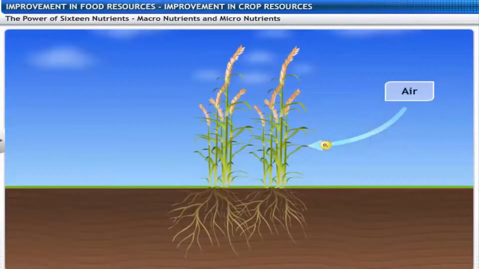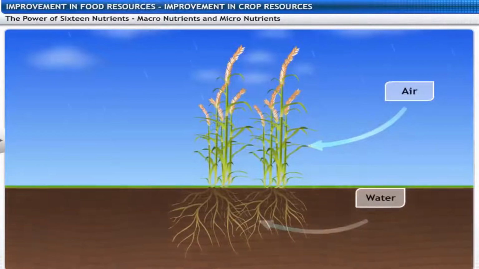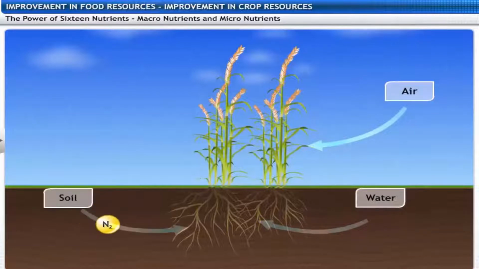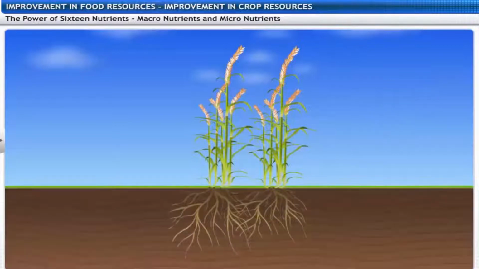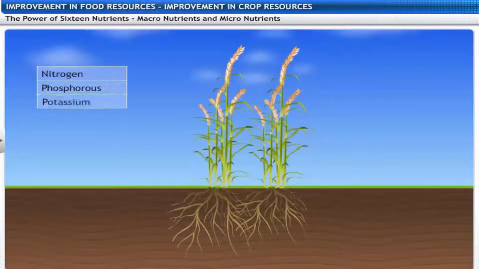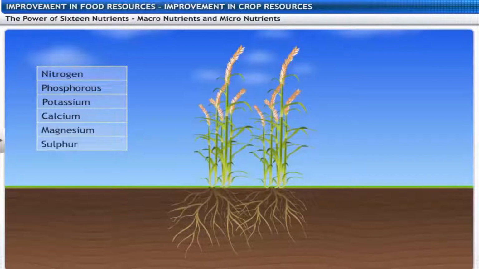Air supplies carbon and oxygen. Water supplies hydrogen and oxygen. Soil supplies the rest of the 13 nutrients to the plants. Among these 13 nutrients, 6 nutrients such as nitrogen, phosphorus, potassium, calcium, magnesium, and sulfur are required in large quantities. These are called macronutrients.